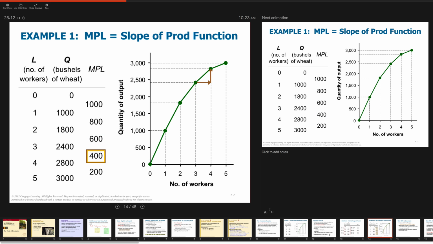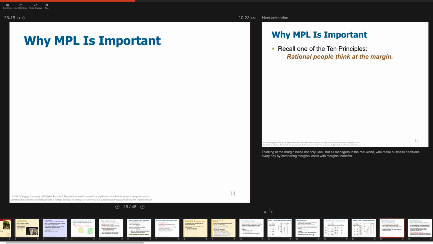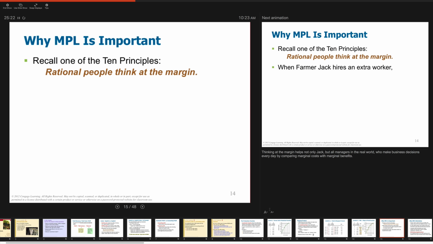See the slope decrease. So why does this matter? Why does this matter at all? Because we know this: rational people think at the margin. They think, is it worth hiring that one extra worker?